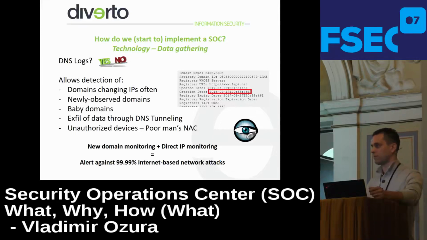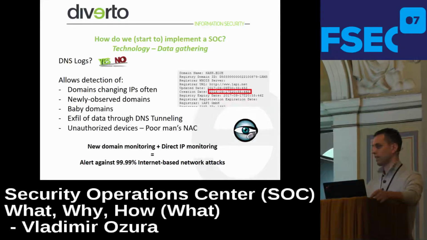Again, you would not have so many alerts. Baby domains: why would somebody be accessing a domain which is like 2 days old? That's something unusual, and you can alert on that as well. You could detect exfiltration of data through DNS tunneling, specifically through TXT records. And the last one on the list, there's more, is unauthorized devices. You can detect unauthorized devices on the network.